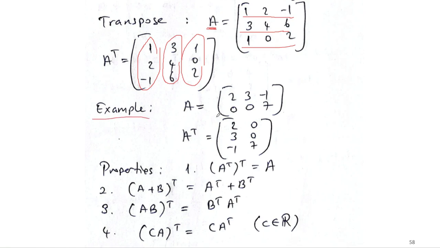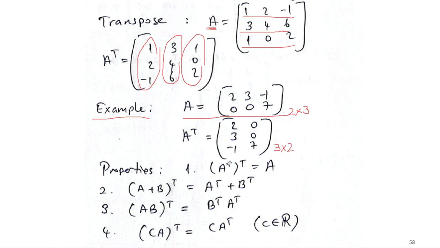Another example is given here with respect to this 2 by 3 matrix. As you pay attention, we have 2 rows and 3 columns in this matrix. If we take the transpose, since we interchange the rows with columns, we will end up with 3 by 2. So I will have 3 rows and 2 columns after I take the transpose.